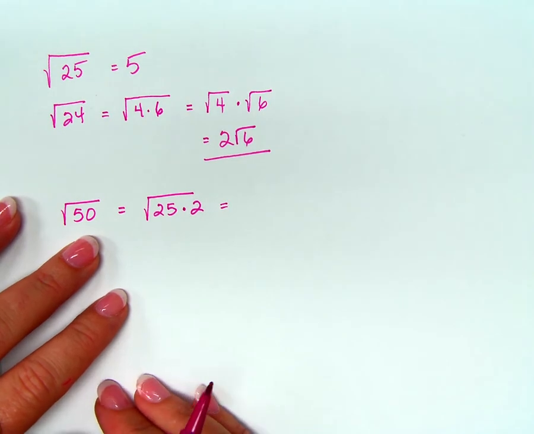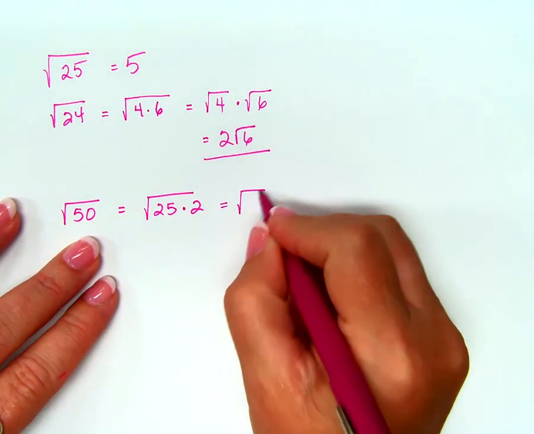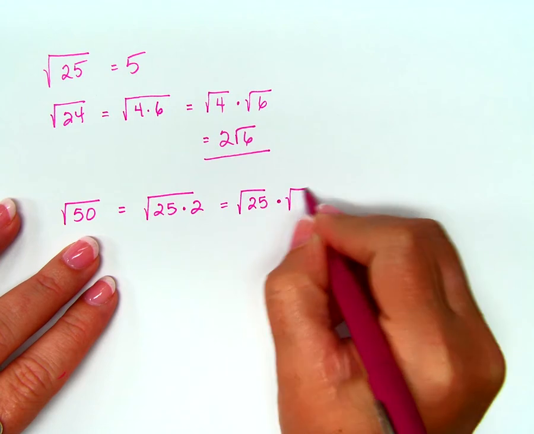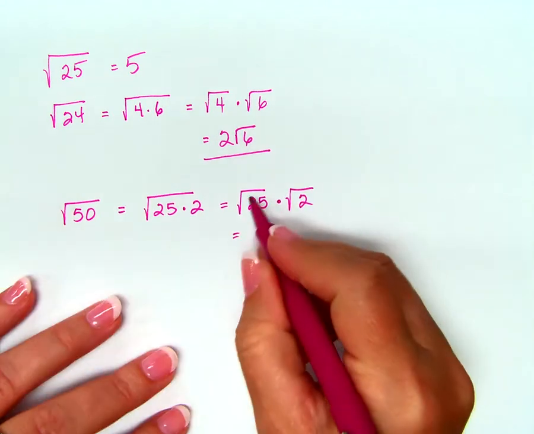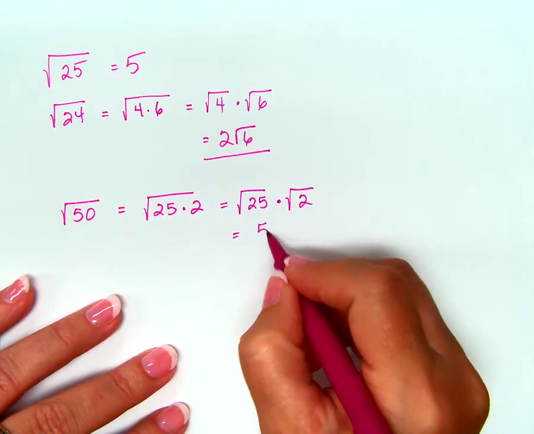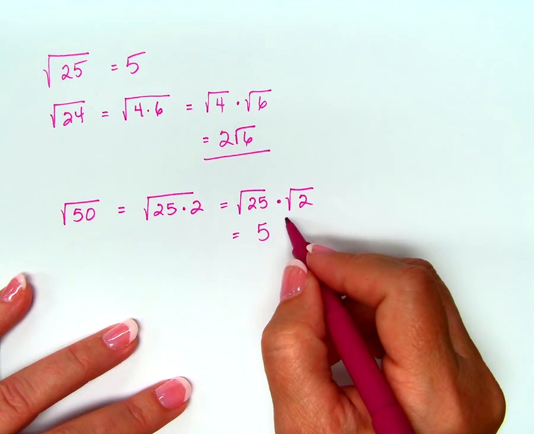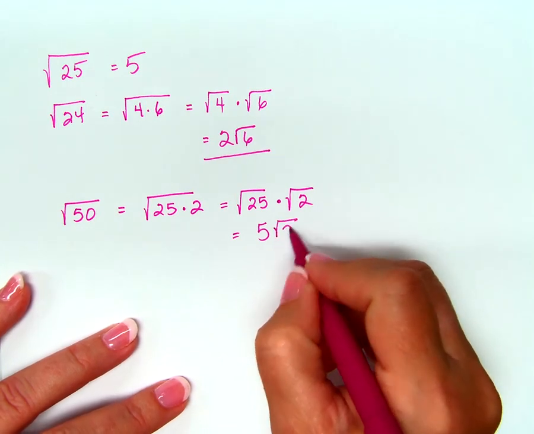What can I do next? The square root of 25 times the square root of 2. Awesome. Do we know the square root of 25? 5. Do we know the square root of 2? No. So we just write square root of 2.